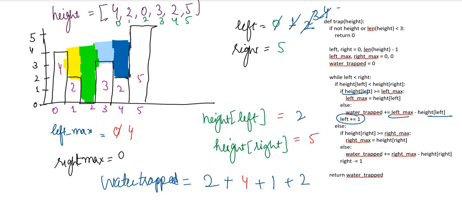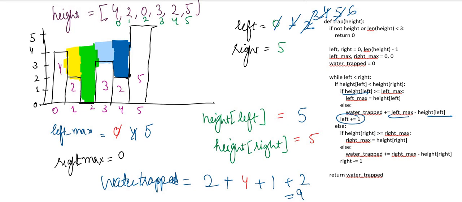Now again increment the left value, which is 5. At 5 the height is 5. Height of left is greater than left max. Simply update the left max value and do left equals left plus 1, which is 6. Now left is not less than right, so the loop will stop and the value of water trapped will be 9.